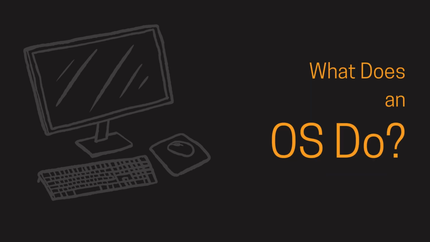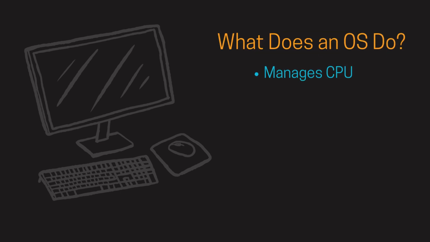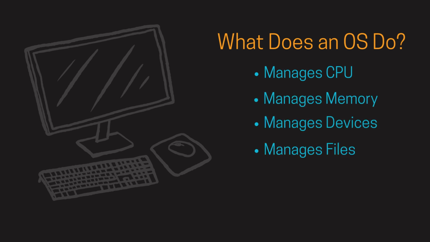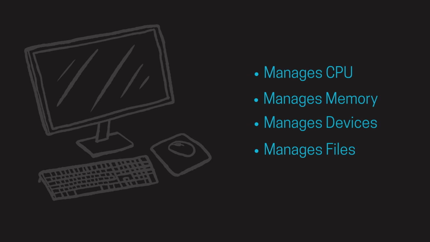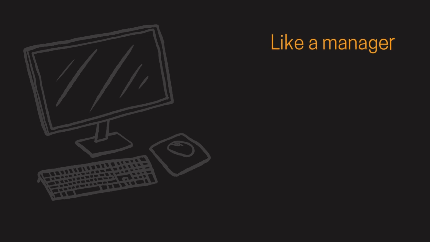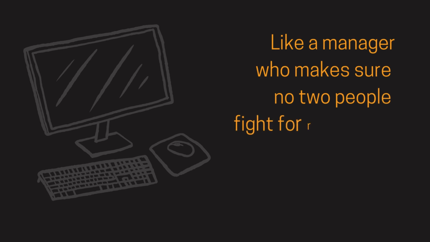Now, what are the jobs of an operating system? In short, it manages the CPU, the memory, the devices, and the files. We will study each of these in detail in the next video. But for now, just know that the OS is like a manager in a company. It makes sure every resource is used properly and no one is fighting for space.